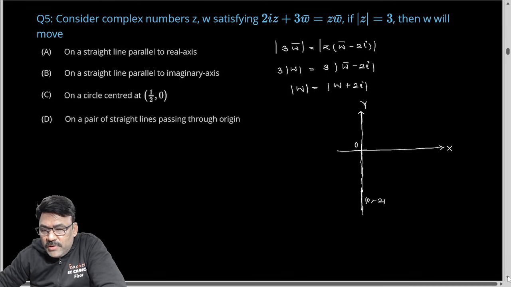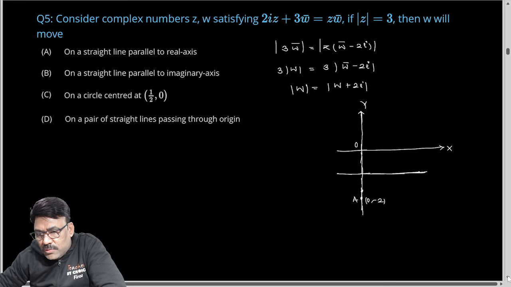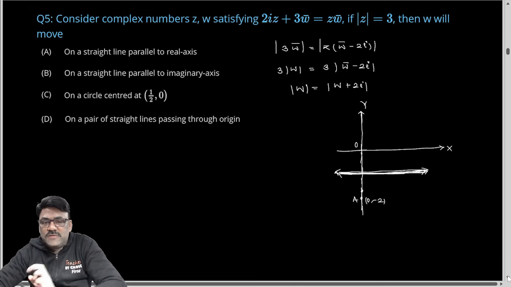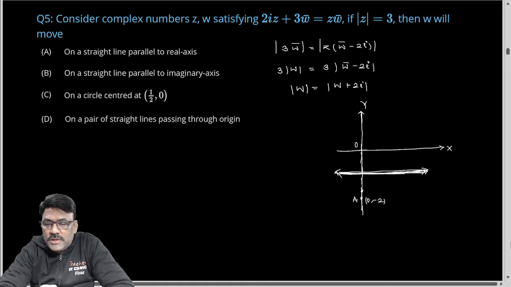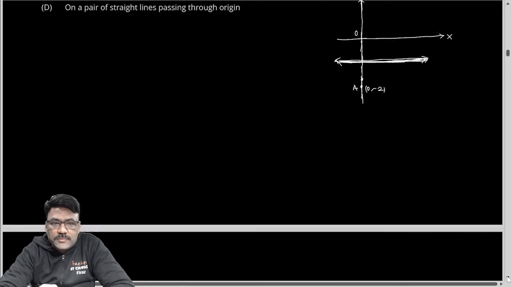Hence omega will lie on the perpendicular bisector of the line segment OA, where A is 0 comma minus 2. So this line is the locus of omega, and obviously this line is parallel to the x-axis, the real axis. Hence omega is lying on a straight line parallel to the real axis. Option A is the correct option here.